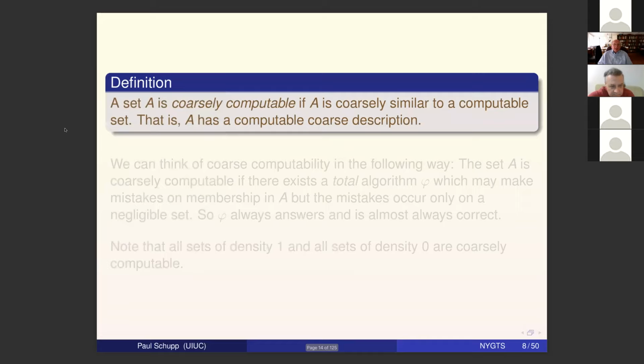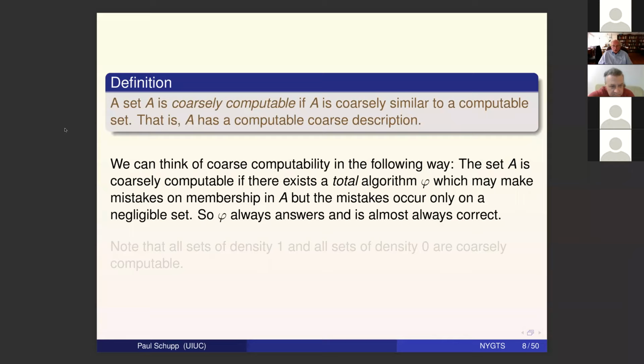So, a definition: a set is coarsely computable if it's coarsely similar to a computable set. That is, it has a computable coarse description. One way of thinking of coarse computability is the following. The set A is coarsely computable if we have a total algorithm phi. Now, we're requiring this algorithm to be total, so it may make mistakes on membership in A, but mistakes only on a negligible set. So phi always answers and is almost always correct.